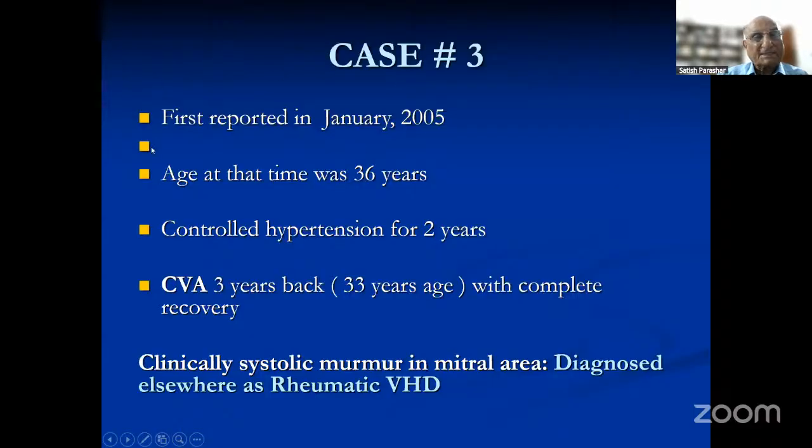Now, this was a lady who presented first in January 2005. Age at that time was 36 years. She had controlled hypertension for 2 years and had a cerebrovascular accident at the age of 33 years, with complete recovery. When an echo was done elsewhere, she was diagnosed as rheumatic valvular heart disease. And then she was referred to us prior to mitral valve replacement.